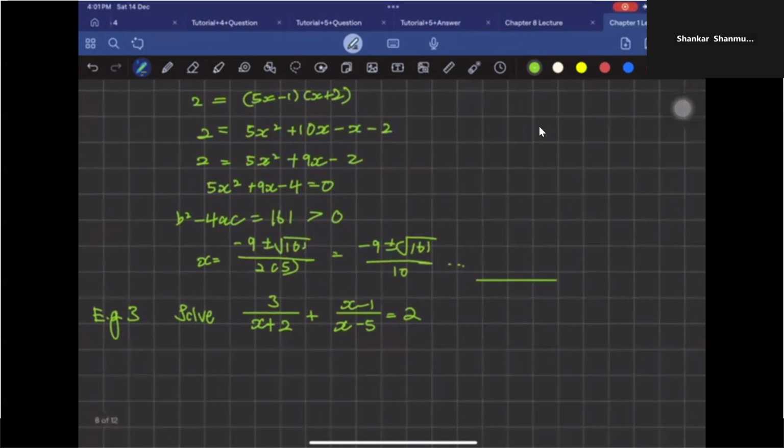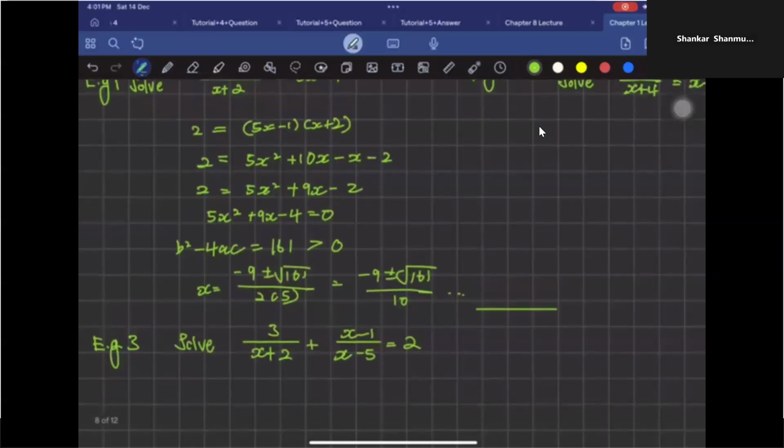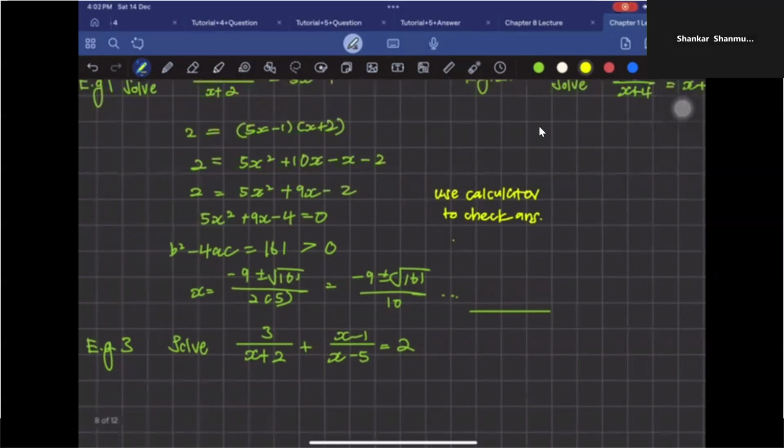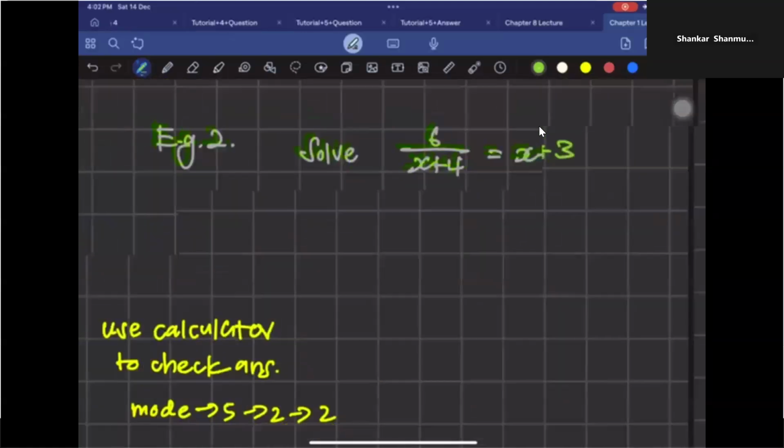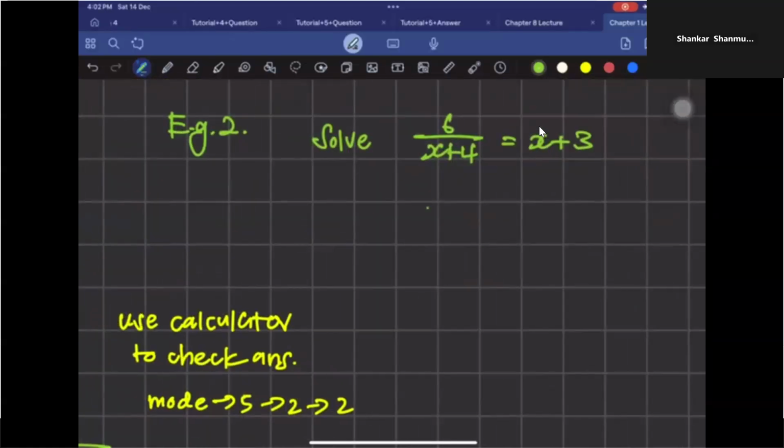Okay, and for this kind of question, a 100% foolproof method is once you're done, use calculator to check answer. So again, it is the mode 5, 2, 2. And then you just type the coefficient of your equation. Okay. I want you to try out this question yourself. Okay, but I will just quickly do it.